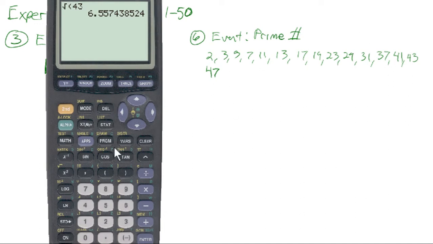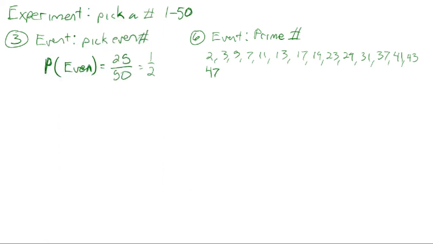So 43 is prime. Now 47, let's think about 47. No even numbers, so let's think 3. No, you add those digits together and it's not divisible by 3. Let's see, 7. No. So not 4, not 5, not 6, not 7, or 8, or 9, and we're past it, right? The square root of 47 is going to be less than 7, so we've already done our due diligence, and we don't have to worry about it anymore.